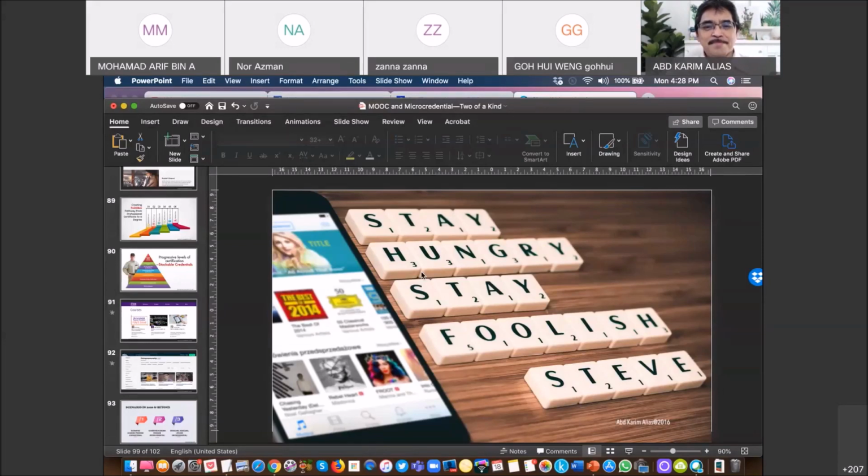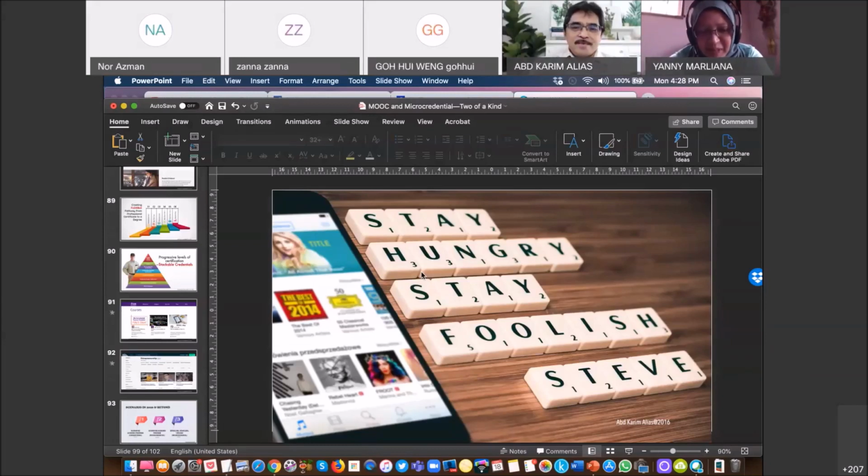Okay, Prof. Thanks, nice sharing. I'm just a bit confused between micro-credential and MOOC. Macam tadi Prof kata, we have to design activity. Am I right?